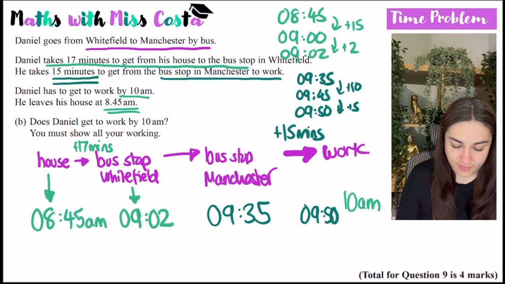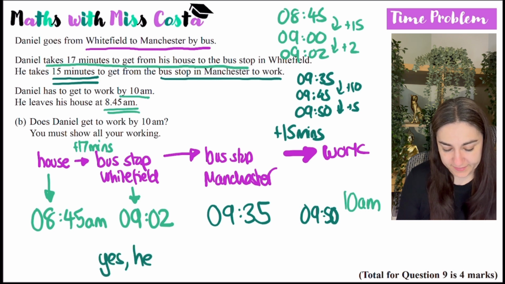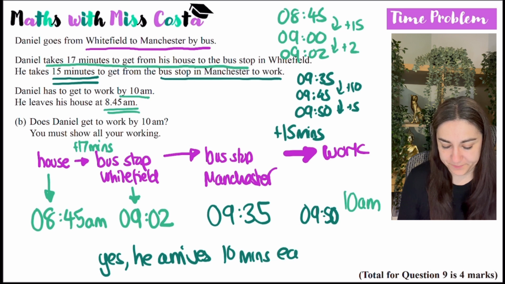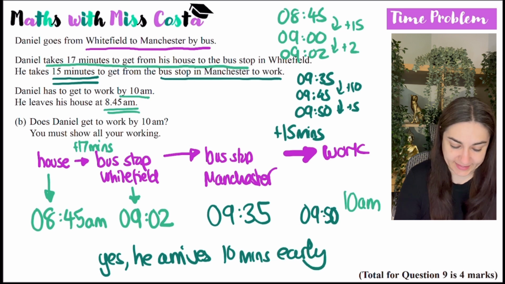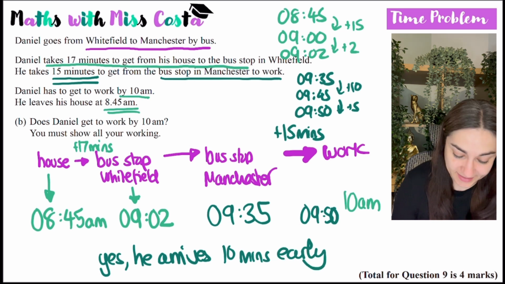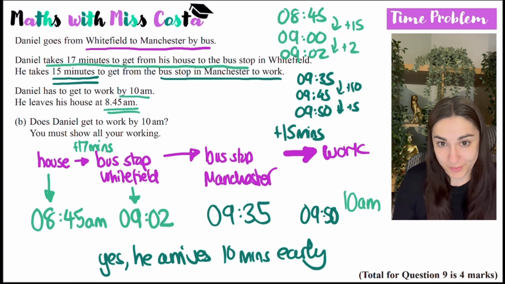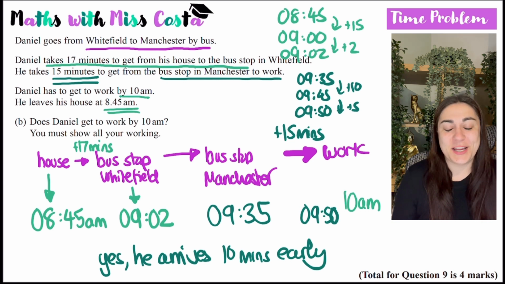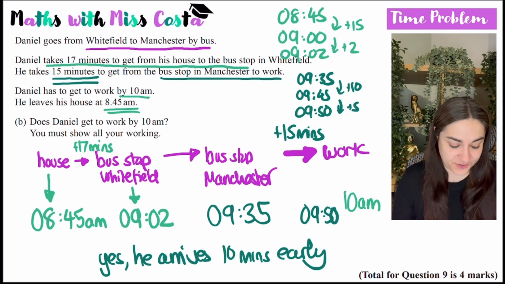So does Daniel get to work by 10 a.m.? Yes, he arrives 10 minutes early. So in questions like these, it says you must show all your working. You'll get no marks if you just say yes. You need to show your working, and you need to show each step of the way.